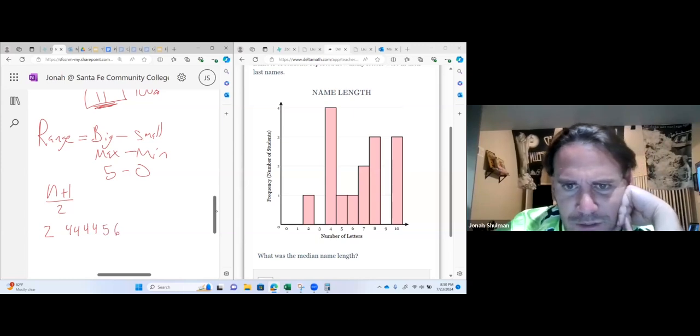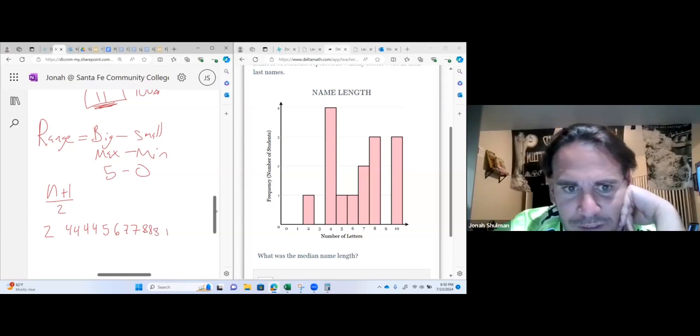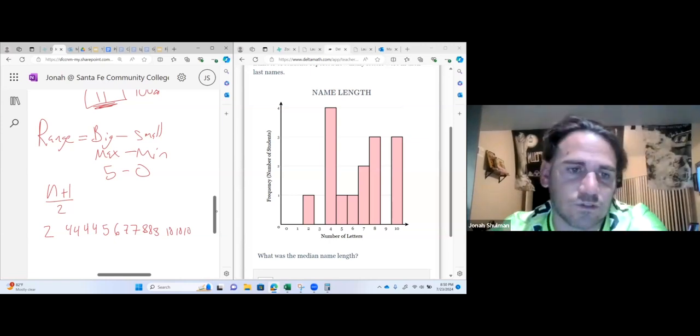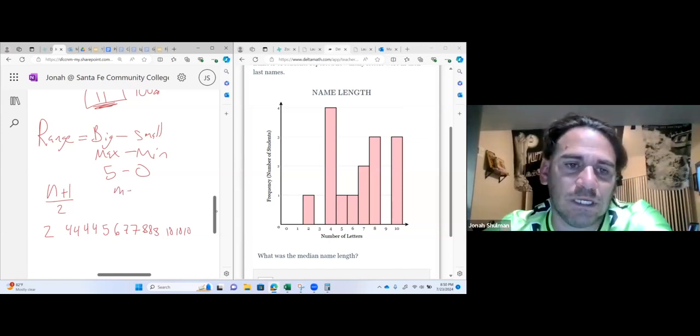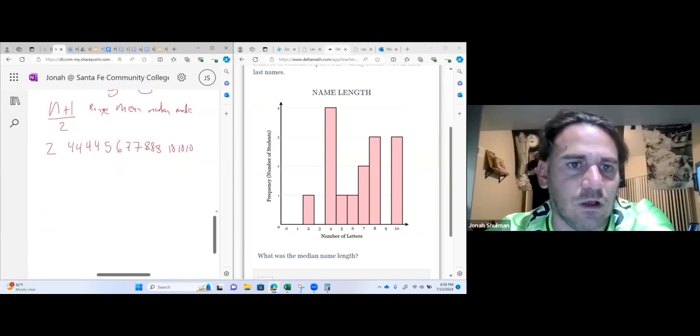1 6, 2 7s, 3 8s, no 9s, and 3 10s. Now, if they ask us for the mode, we'll do the mode first. We'll do all of them. We'll do the mean, median, mode, and range. We could also do the max and the min if we want. Right, I'll set up like this.